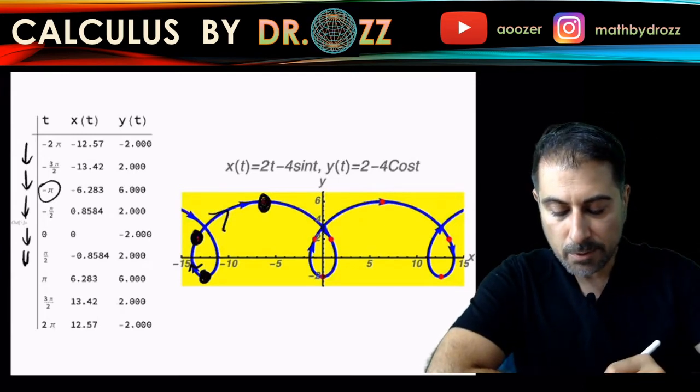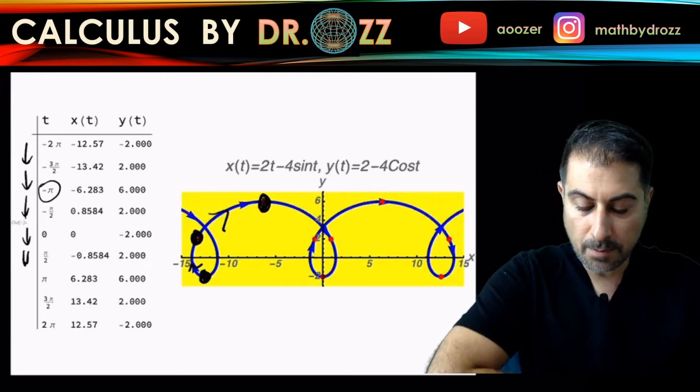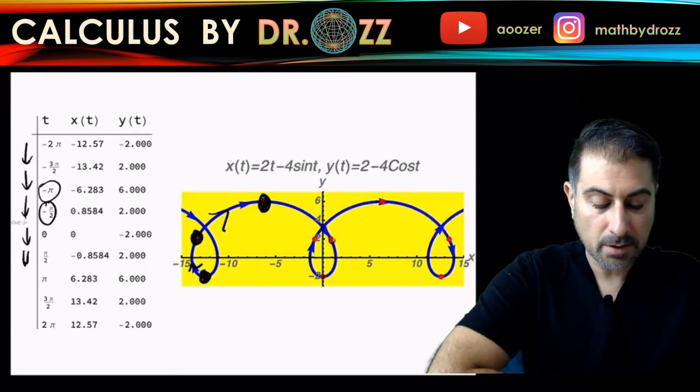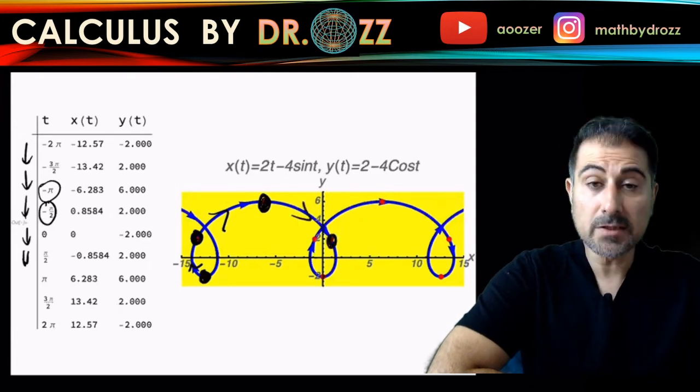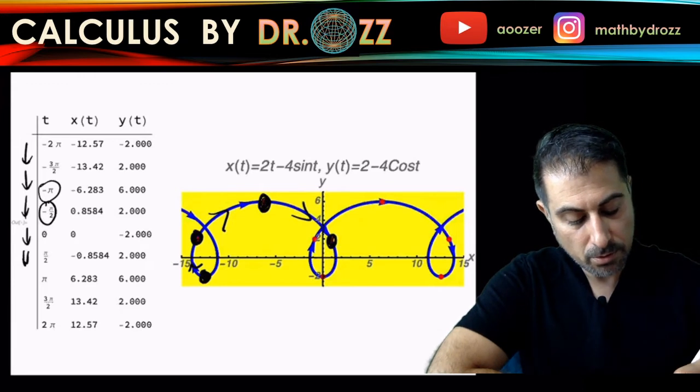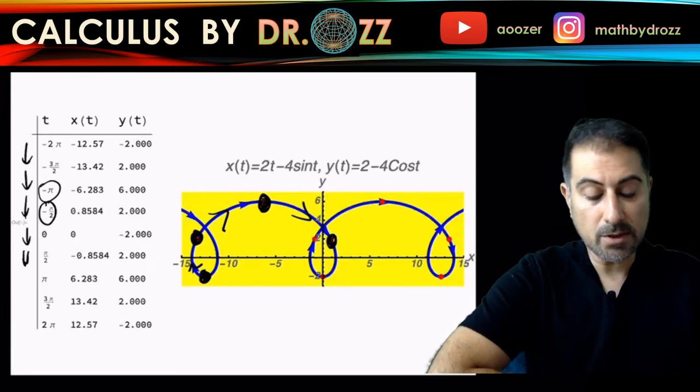And at negative pi over 2, we have 0.85 and 2. Here we go. I am right here. Okay, we're still following that direction. And now let's see what we have at 0 for t. We have 0 and negative 2, so we're making a turn all the way, and we're just right here.